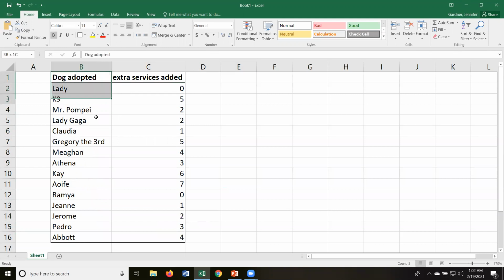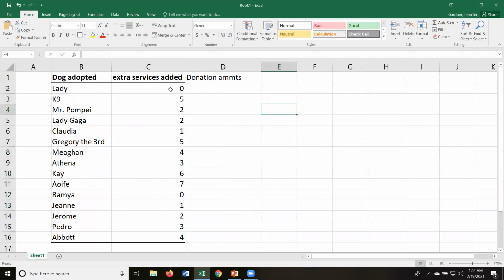All right, so we have these dogs adopted, and these were the extra services added, but I forgot to include the donation amounts. So let's say that I had someone who had 0 extra services added. We didn't provide them any services for this donation place, and they donated $50. And so now we're going to see what everybody else donated. This person who adopted K9 donated 300, this one did 200, this one did 150, and so on.